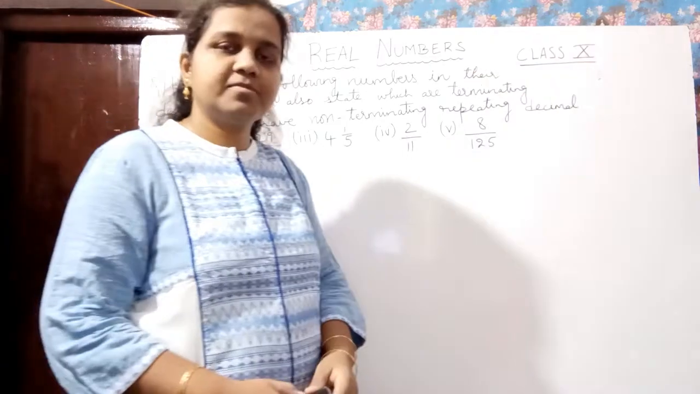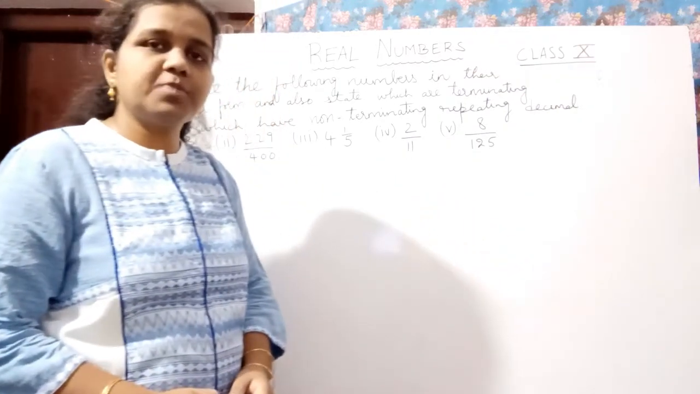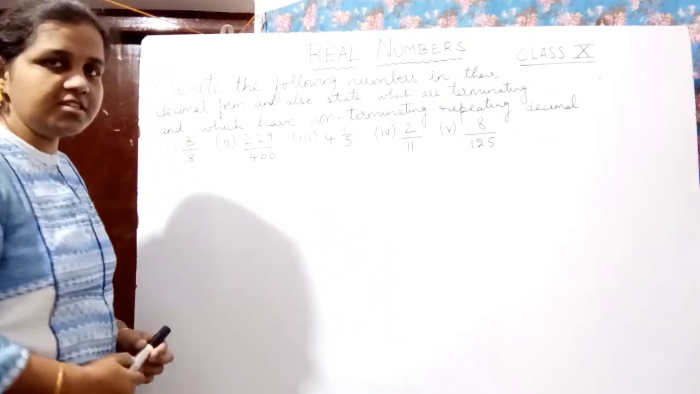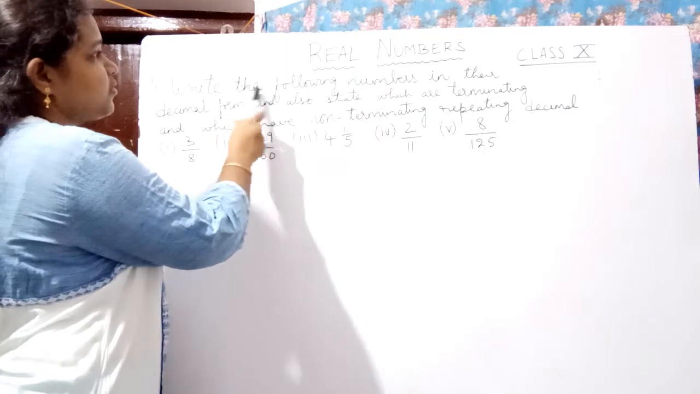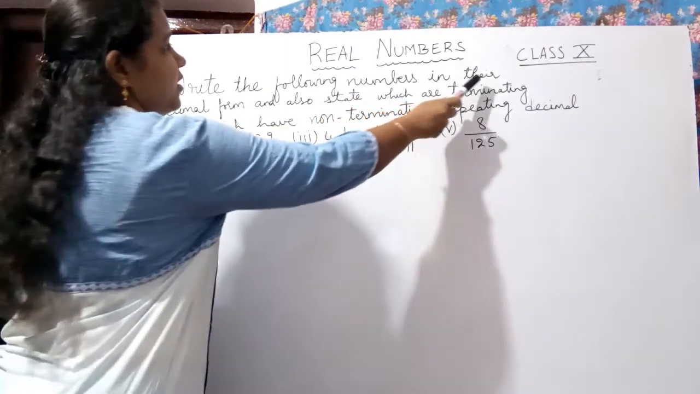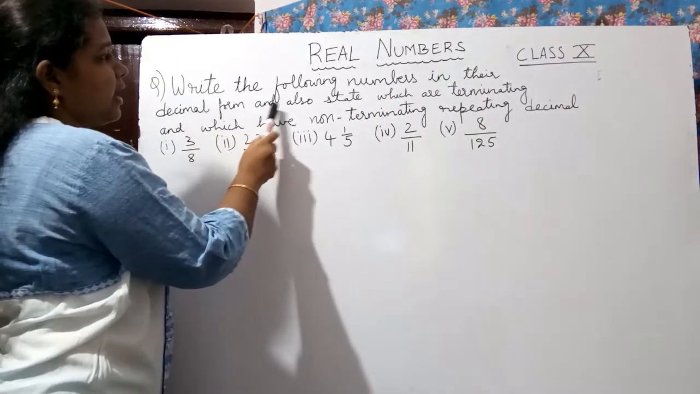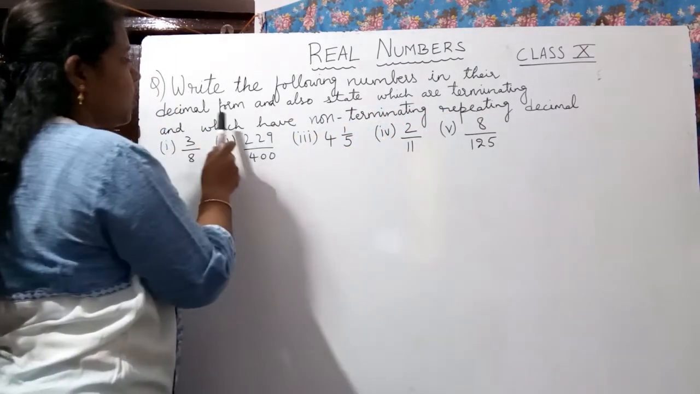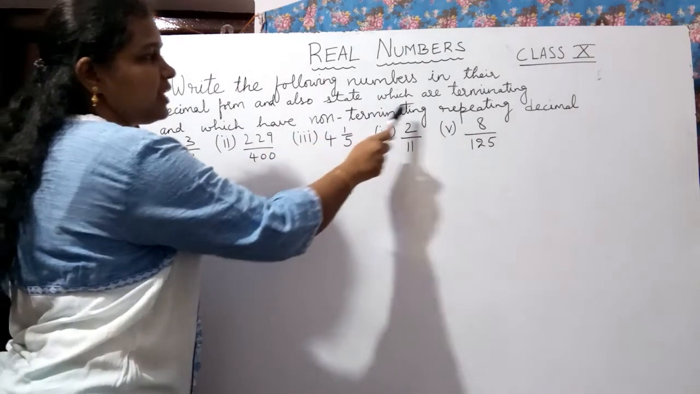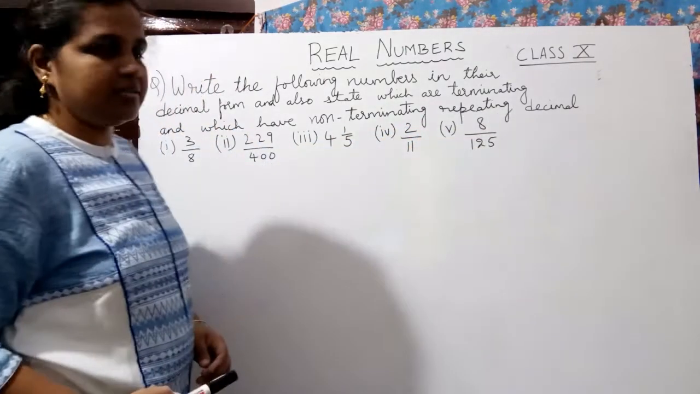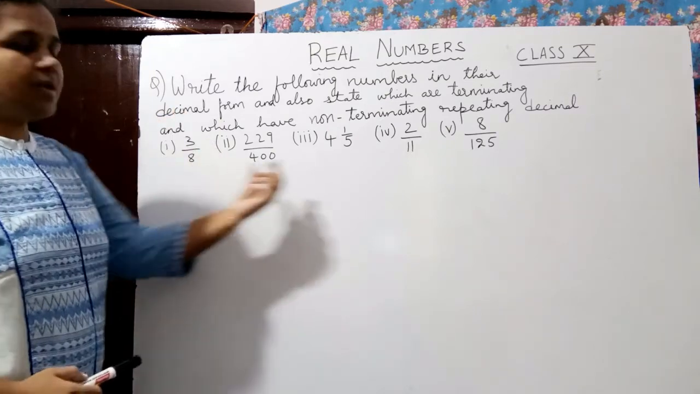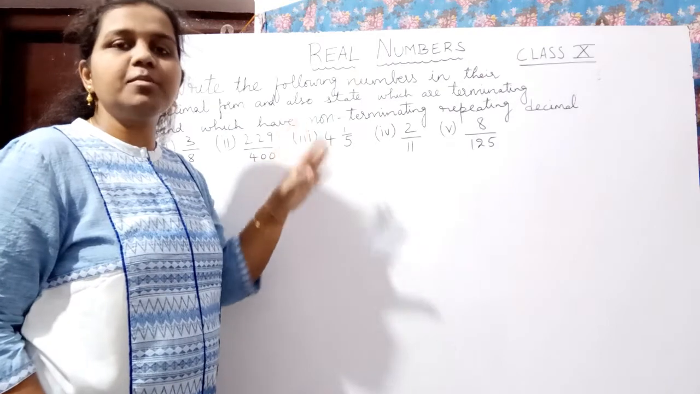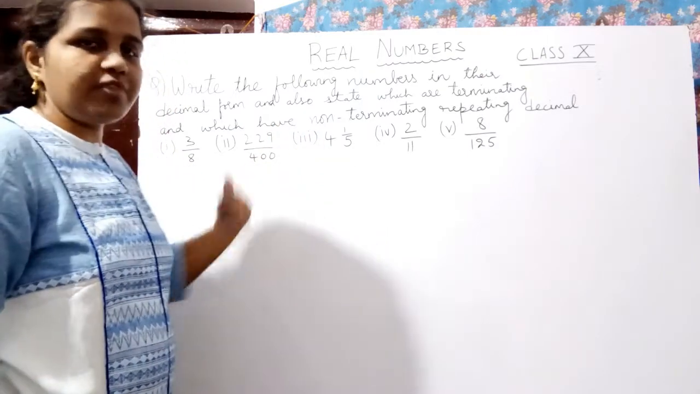Hello students. Today we are doing exercise 1.3 in real numbers of class 10. The first question is, write the following numbers in their decimal form and also state which are terminating and which have non-terminating repeating decimal. So some numbers are given. Among them, we have to find which are terminating decimals and which are non-terminating repeating decimals.